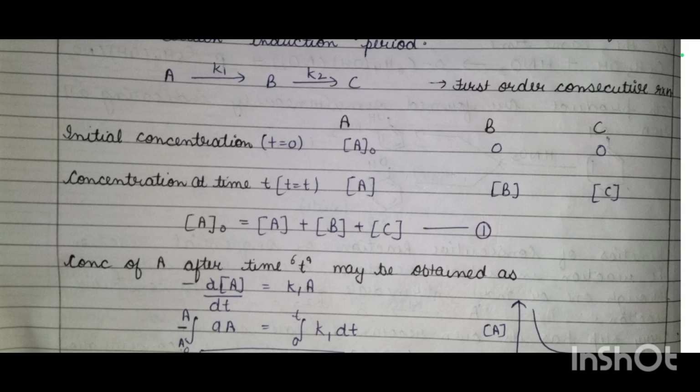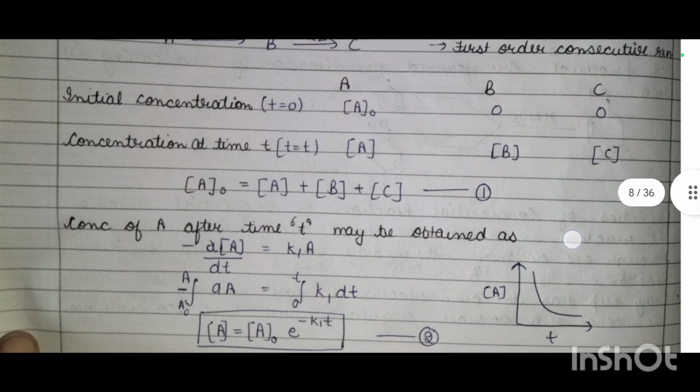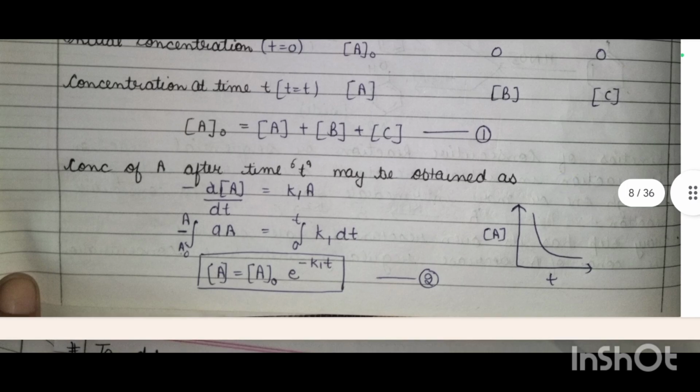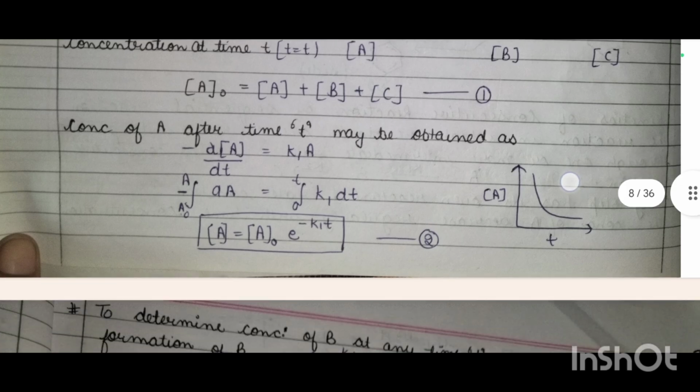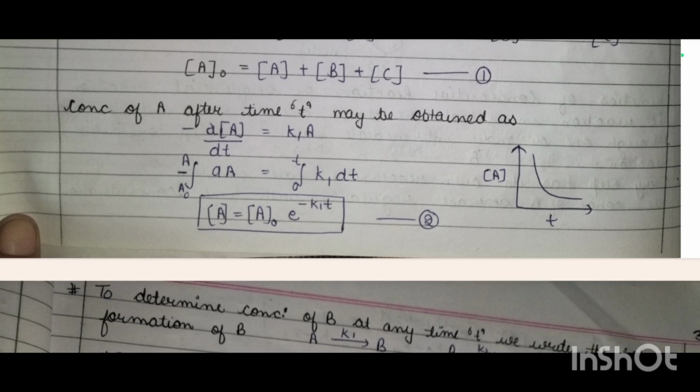Concentration of A after time t may be obtained as -dA/dt is equal to K1 A. Integrating dA/A from A0 to A is equal to the integration of K1 dt from 0 to t. So the concentration of A is equal to A0 e^(-K1 t).